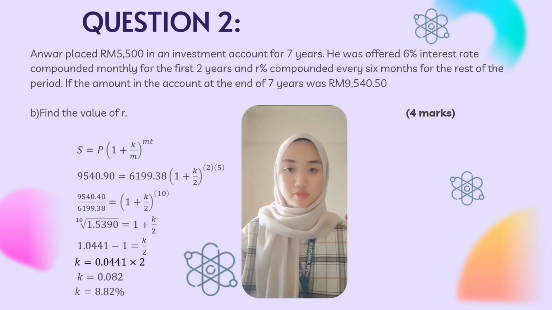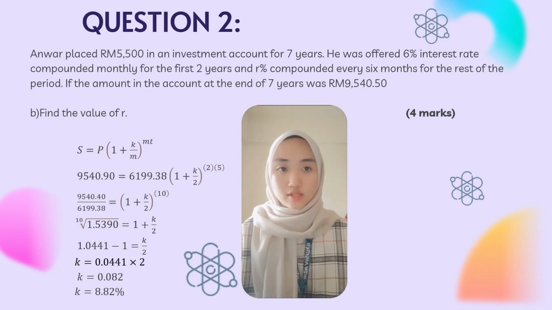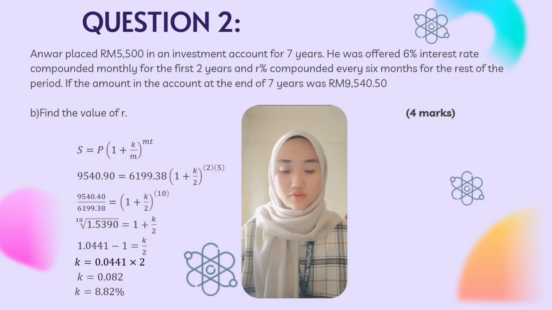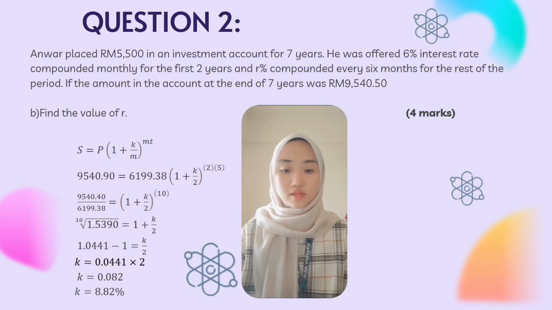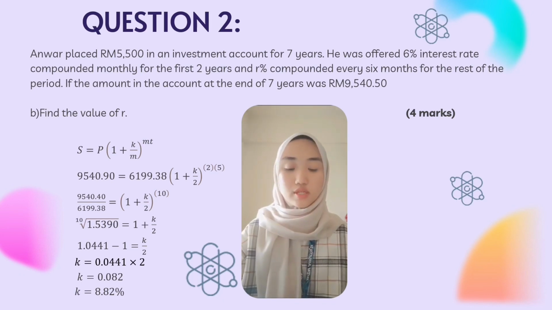Continue with question B. They want us to find the value of R or K. From the information and the answer we get, from A we get S is 6199.38. We use this as P for question B, and we use the same compound interest formula. We key in the information and the answer, and we calculate. So we get the final answer for K or R equals 8.82%.